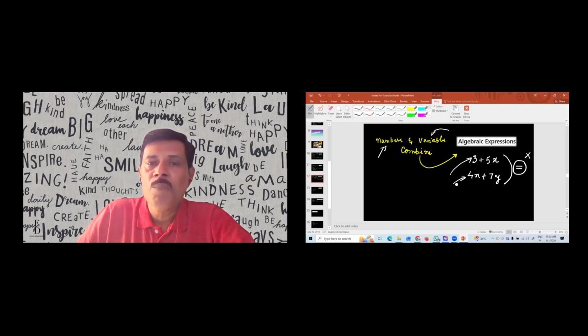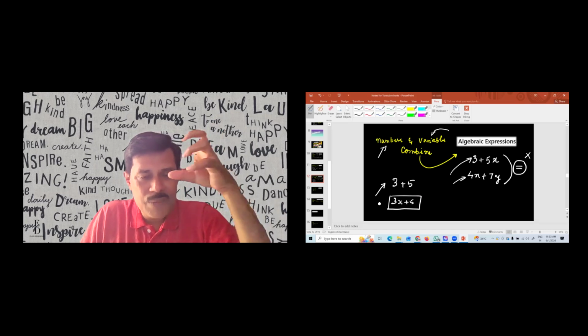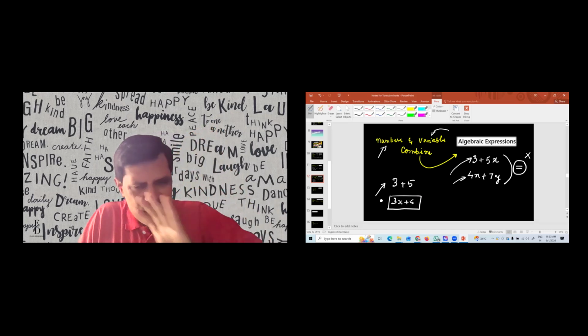This is known as an expression. Why is it known as an algebraic expression? If it is only 3 plus 5, it is not an algebraic expression. It's an arithmetic operation between two numbers. But if I write this as 3x plus 5, now this becomes an algebraic expression. This is one more fundamental idea and very easy to understand.